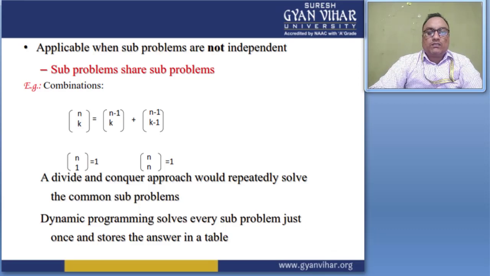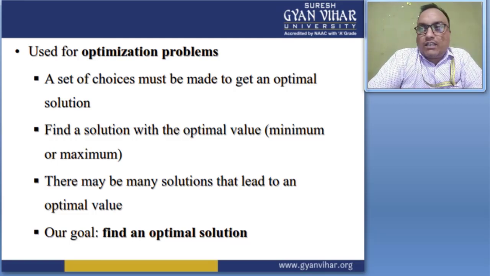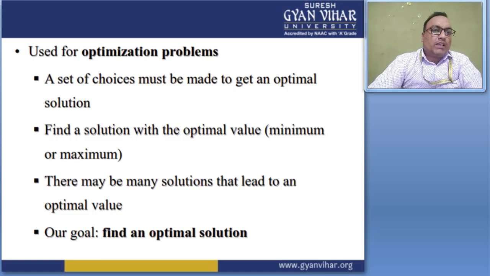So this is a use of optimization in the problem. What is the use of optimization in this problem? A set of choices must be made to get an optimal solution.